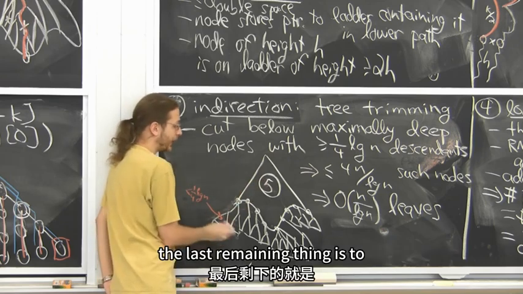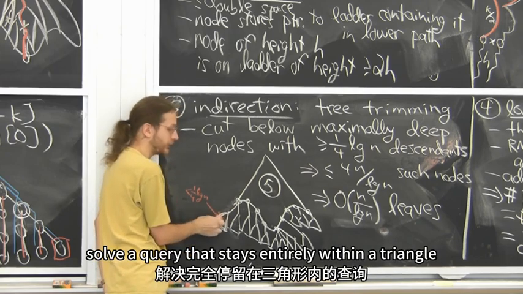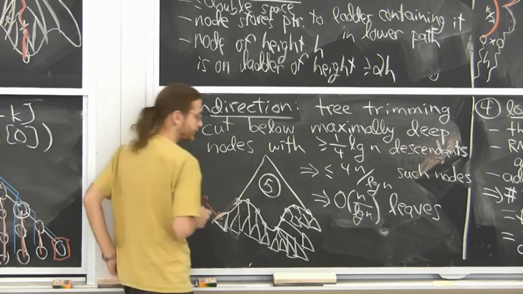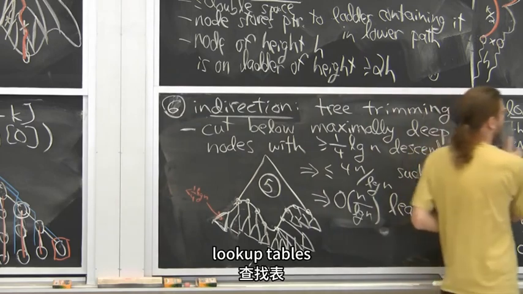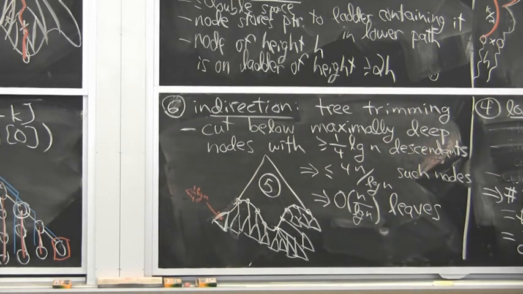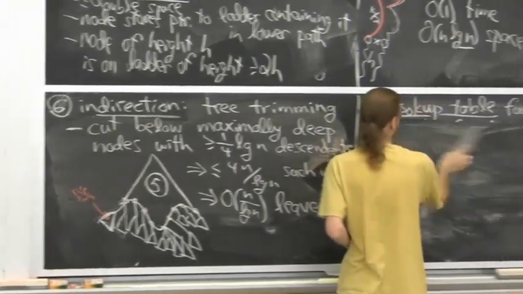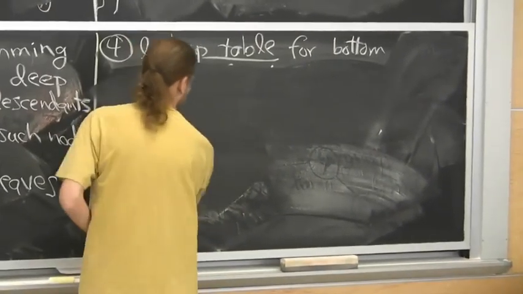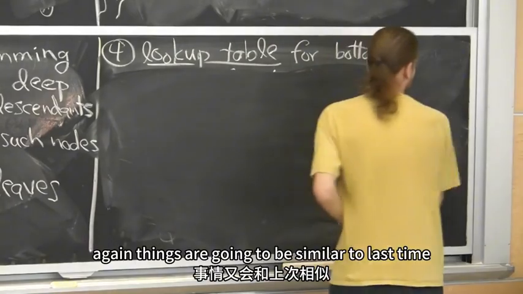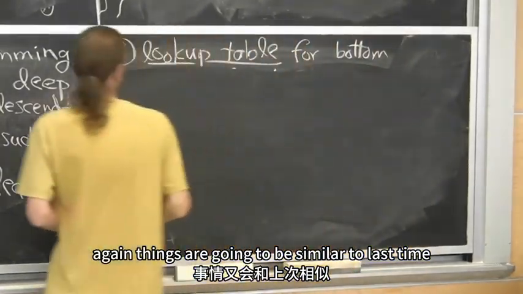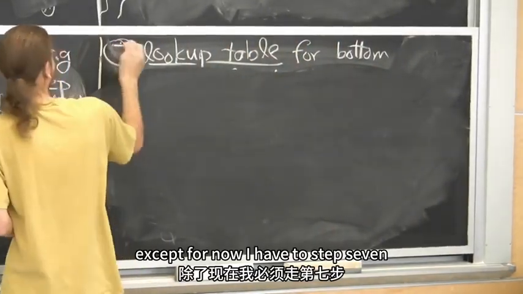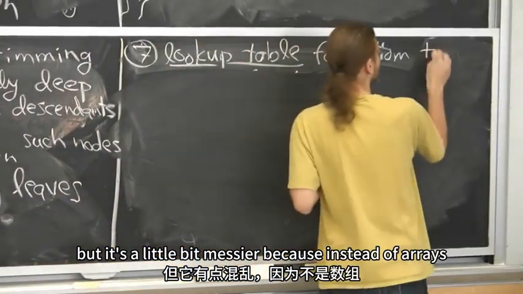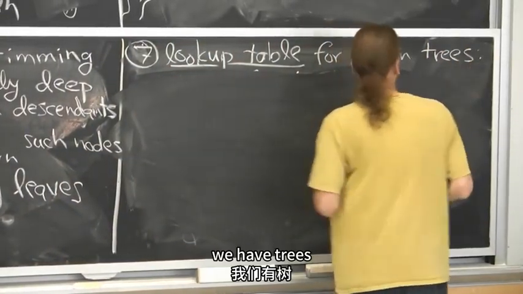Okay, so the last remaining thing is to solve a query that stays entirely within a triangle, a bottom structure. And that's where we use lookup tables. Again, things are going to be similar to last time, except for now up to step 7. But it's a little bit messier because instead of arrays, we have trees.